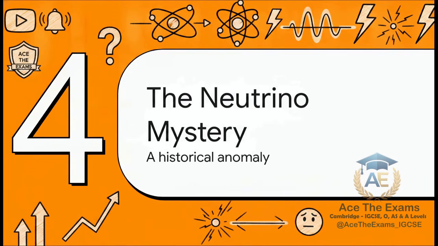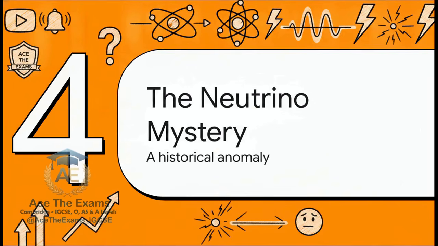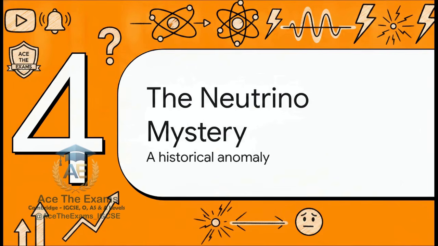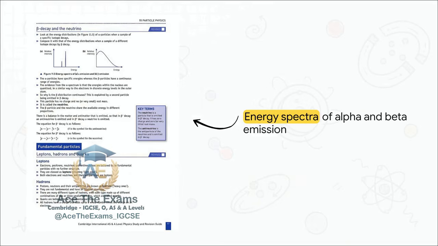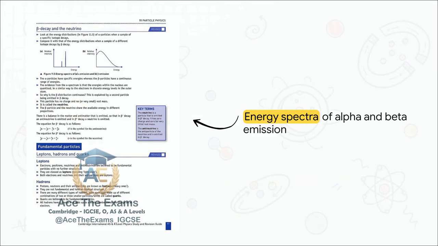Right, let's move to Section 4, the neutrino mystery. This is where the story of physics gets a little dramatic as we introduce a historical anomaly that utterly baffled the brightest minds in the world. I want you to look closely at the slide. Specifically, the graph on the left.